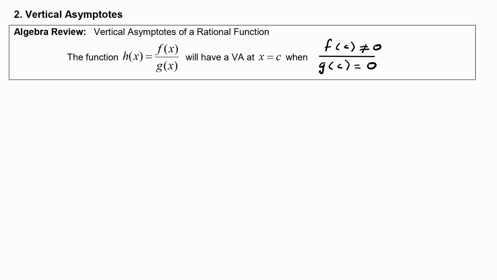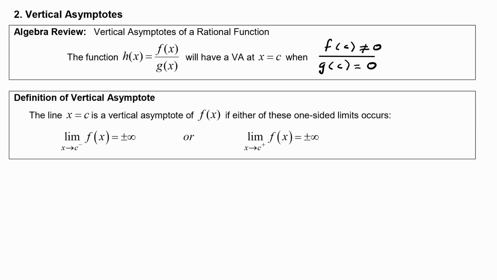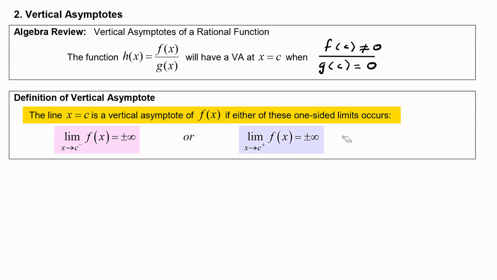Now we will learn the calculus definition of vertical asymptote. The line x equals c is a vertical asymptote of f of x if either of these one-sided limits occurs. If the limit as x approaches c from the left of f of x is either positive or negative infinity, or if the limit as x approaches c from the right of f of x is positive or negative infinity.